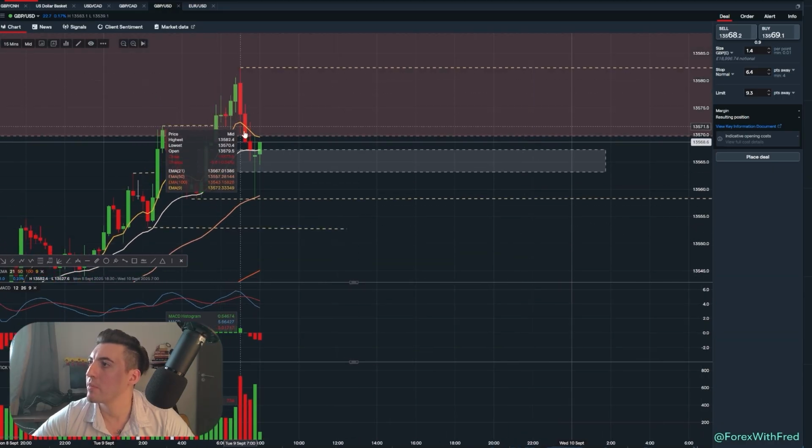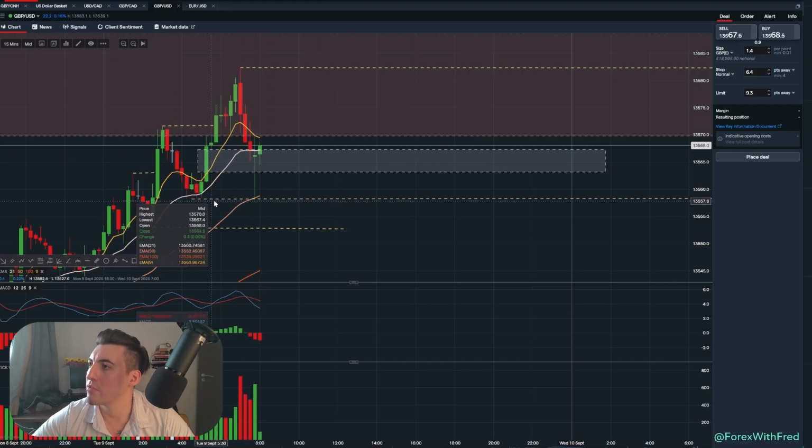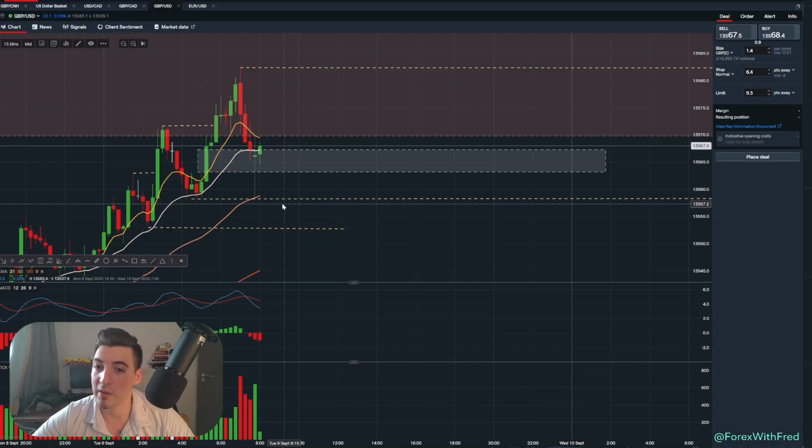Seems like the price has come down, re-entered into that fair value gap, and it seems to have tried to retest this previous support. And it looks like the buyers are winning at the moment. You can see a huge amount of the volume is on the buyer side.